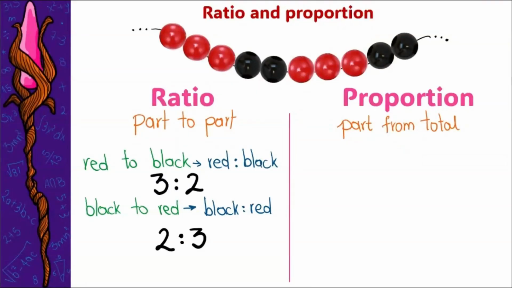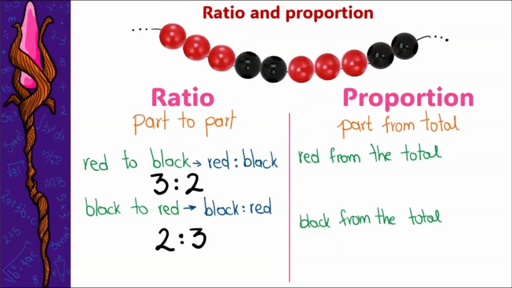Now let's check the proportion. It says that it's a relation between part and the total. So in this case, we have red and black beads, so we could establish two proportions. The first proportion is red from the total. And the second one is black from the total. So this is about how many red beads we had from the total of beads. We don't know the total of beads, but we can have kind of units of proportion.